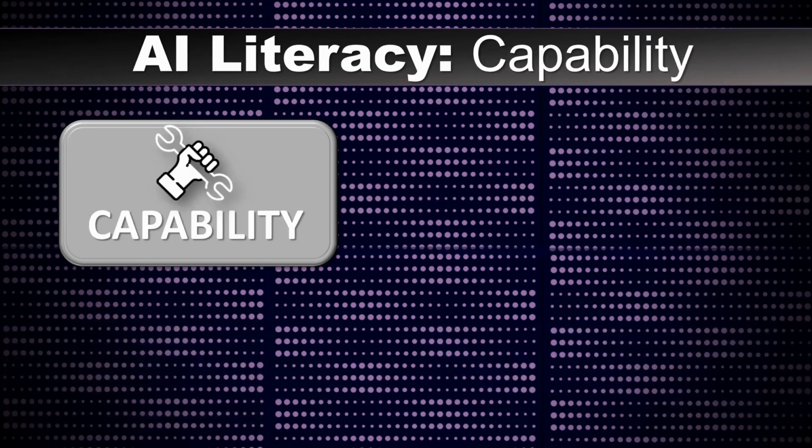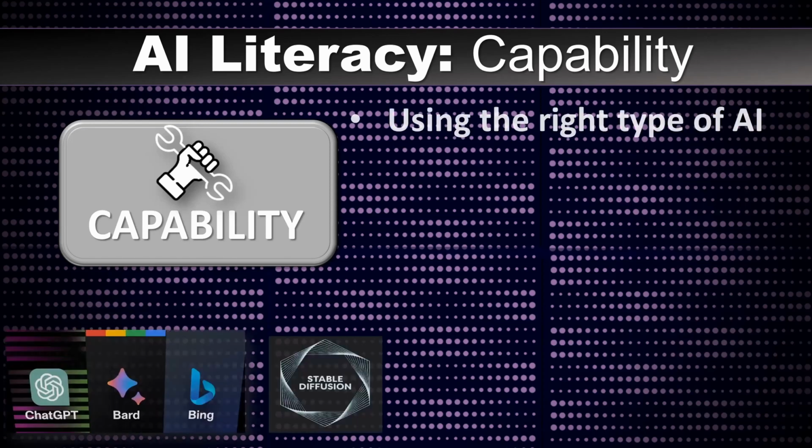Another aspect here deals with capability. Capability encompasses using the right type of AI. As mentioned before, there's many different types of AI. The one that we're mainly going to be talking about deals with generative AI, such as Chat GPT, in that we can pose it a question and it will give us a text response. That text response could be an answer to a question or the creation of text in many different ways. Along with that, another type of generative AI would be something like Stable Diffusion, in that we could give it a text prompt and then it could give us an actual image as a response.